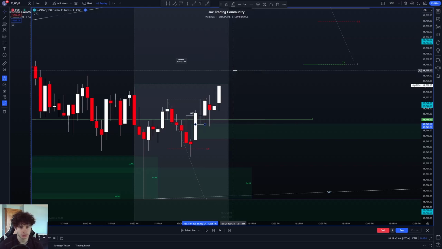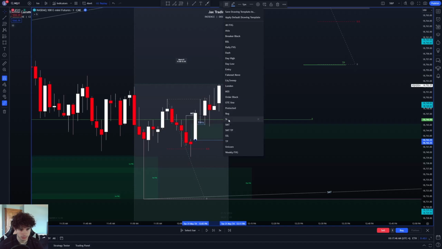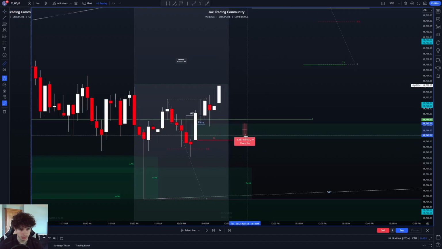So this would be your entry. You'd put your stop at the low of this candle. This would be about a 3-point stop. You could actually probably move your stop down to here. If you're comfortable with it, this would be a 5.75 point stop, whatever you're comfortable with.